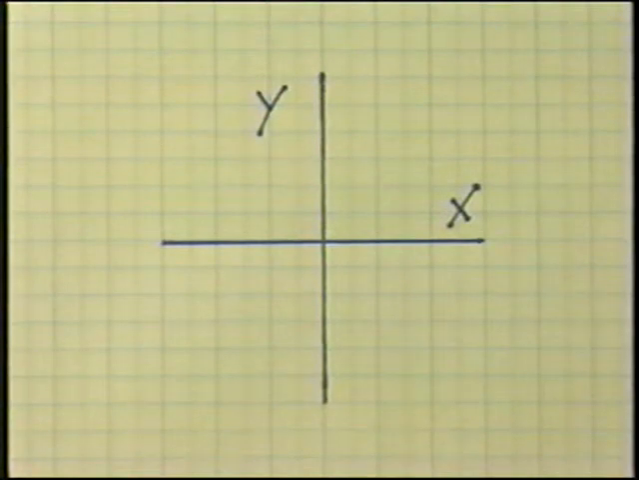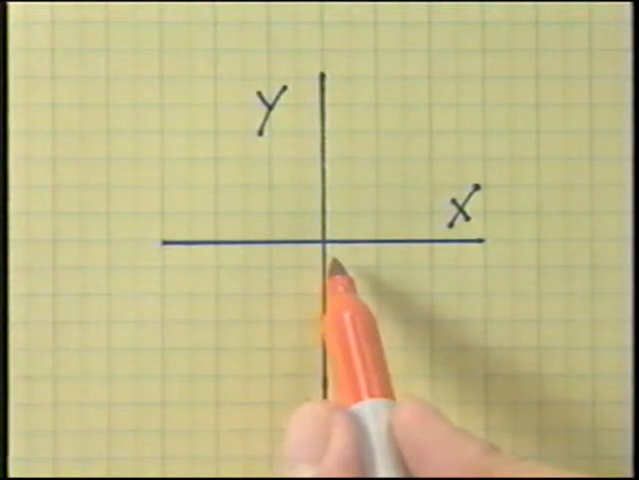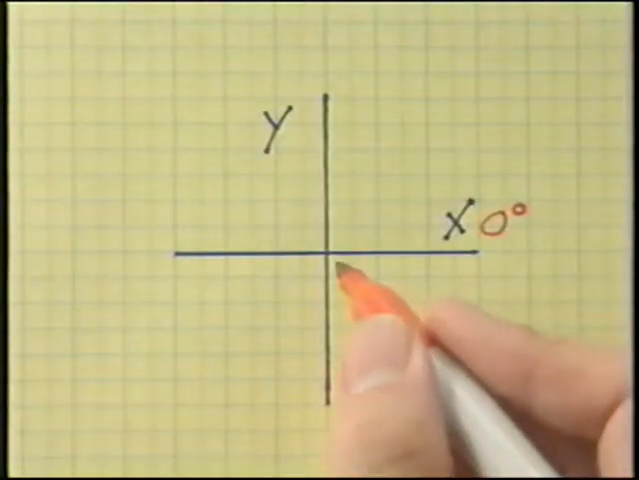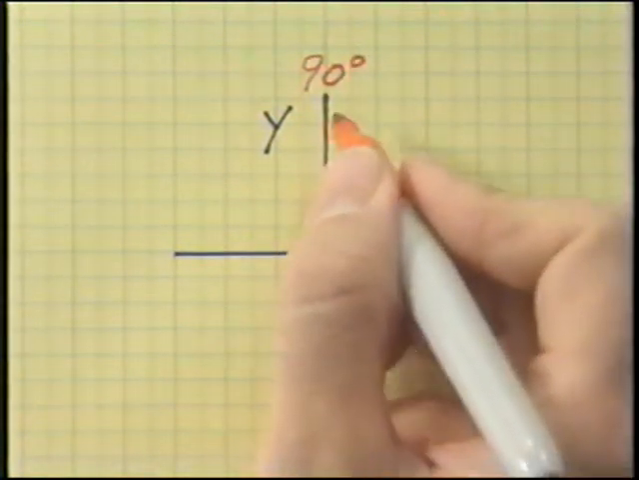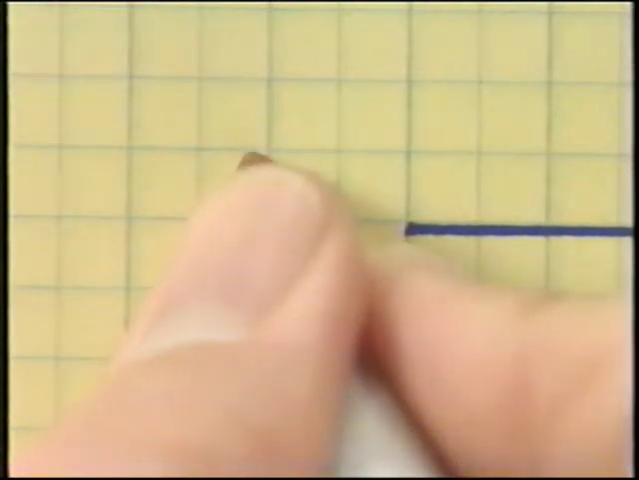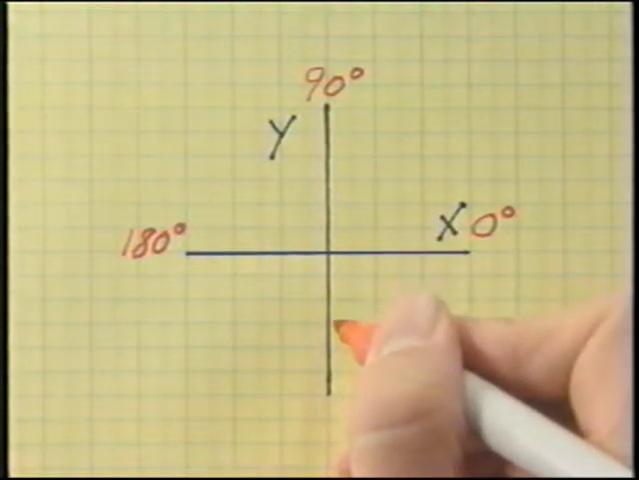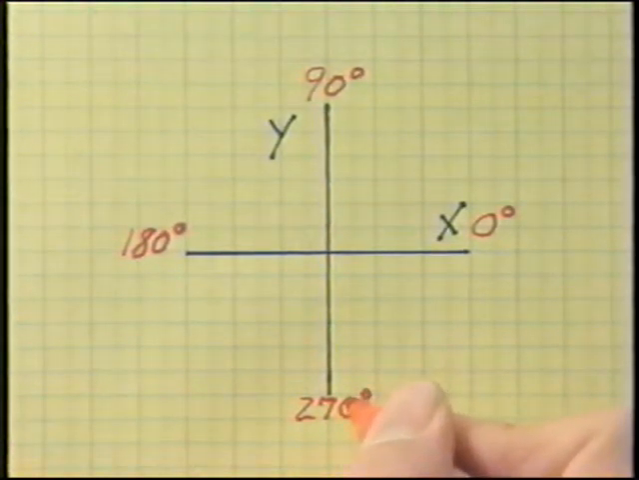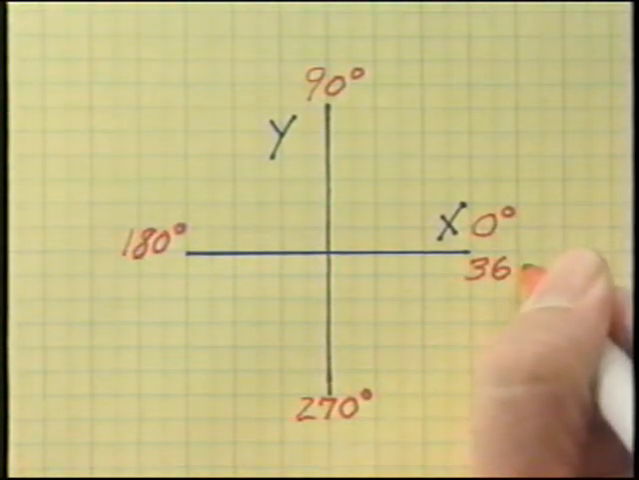Start by thinking of the graph in terms of degrees. A circle has 360 degrees. Let's see how these degrees can be plotted. The x-axis, moving from the origin to the right, can be designated as 0 degrees. The y-axis, from the origin moving upwards, becomes 90 degrees. The x-axis, from the origin to the left, is labeled 180 degrees. And the y-axis, moving from the origin downward, is designated 270 degrees. Coming back around to the x-axis from the origin and moving to the right completes 360 degrees.